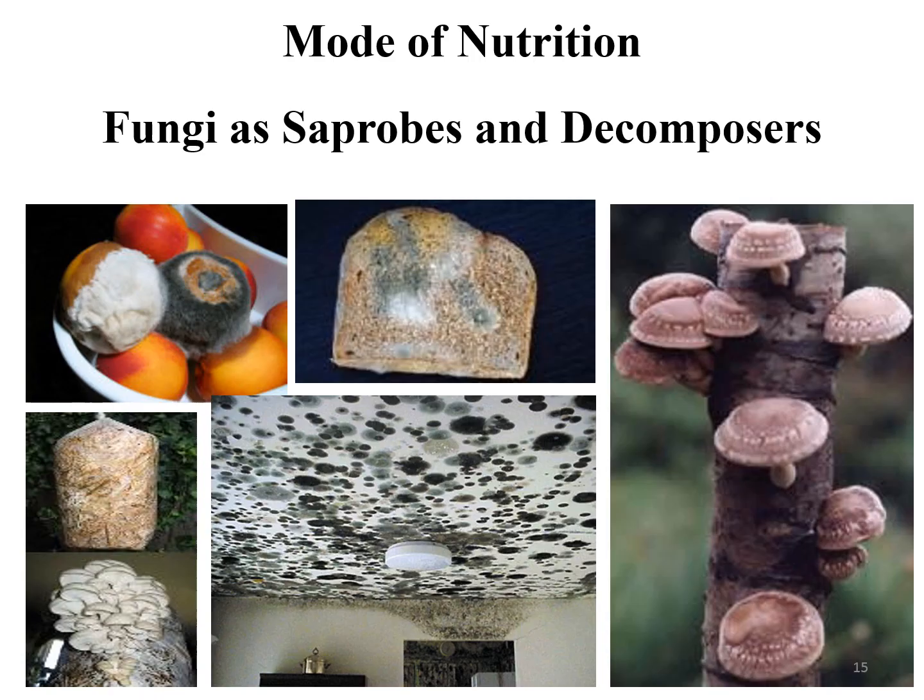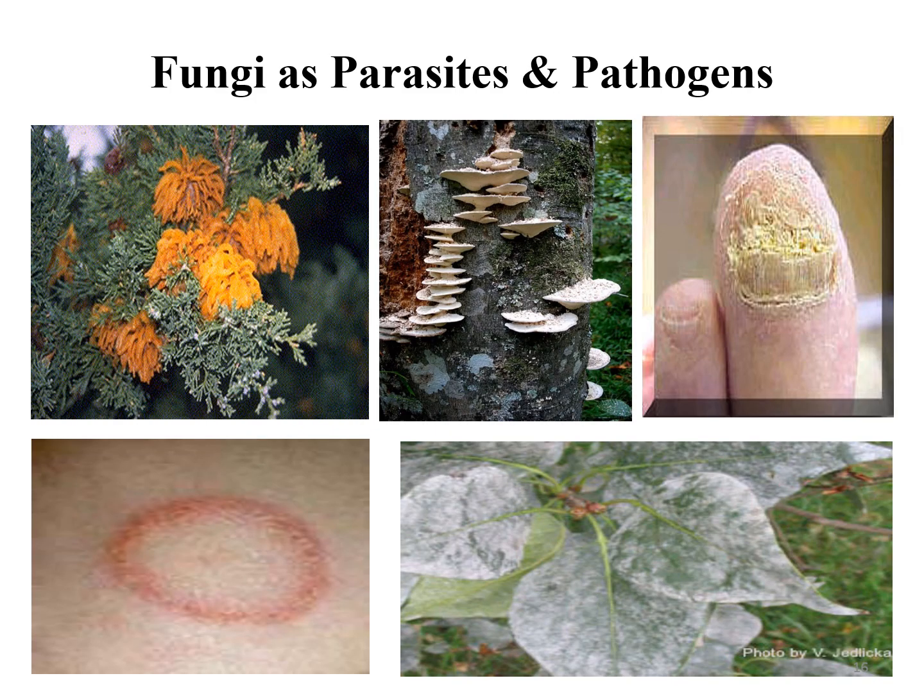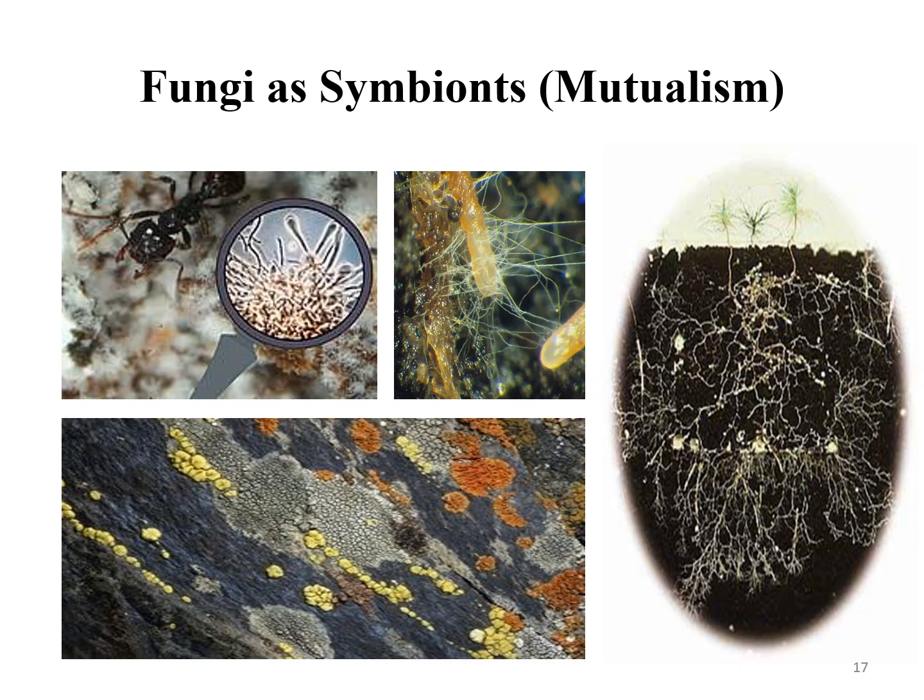The mode of nutrition is specialized into three main types. Saprophytes absorb nutrients from dead organic material. Parasitic fungi absorb nutrients from the cells of a living host. Some are pathogenic. Mutualistic fungi absorb nutrients from the host but reciprocate to benefit the host.